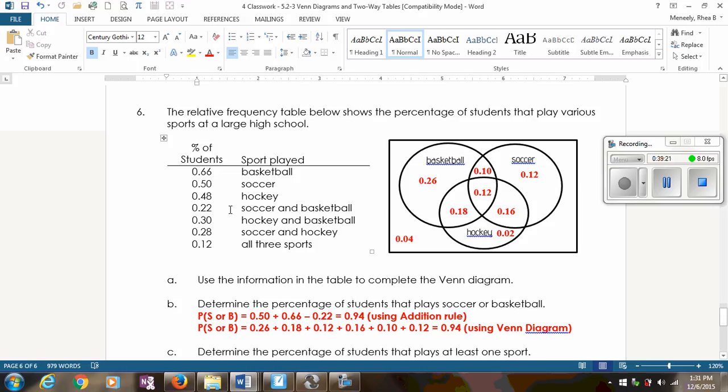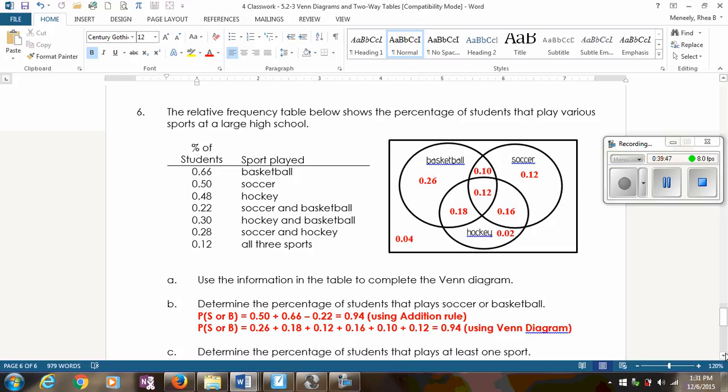And that leaves me with 94% of the students. If I look at just the Venn diagram, I'm looking at playing soccer or basketball. So that means it's this whole circle of soccer players and this whole circle of basketball players, but I don't want to add these two or these three probabilities twice. So I'm just adding up all of the numbers in that union. Because remember, the union is where it includes everything in both events.